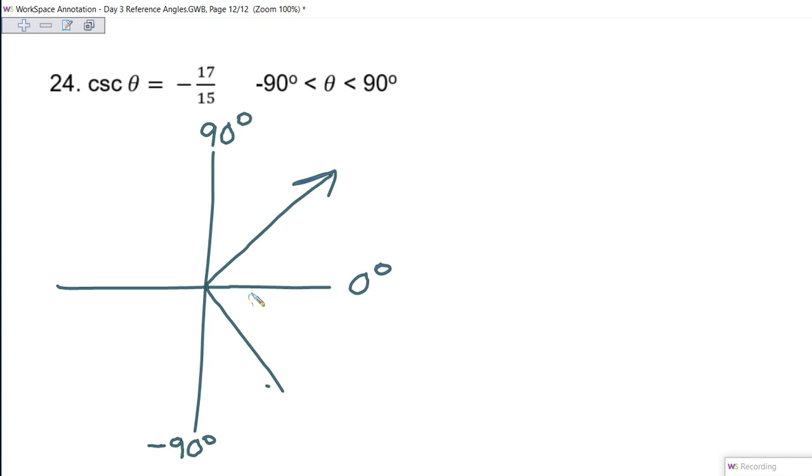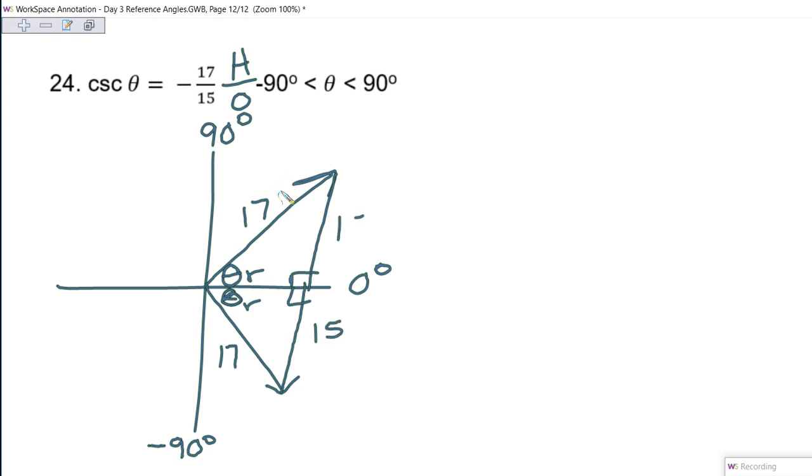Now, when you're drawing your triangles, make sure it's always from the terminal side to the x-axis. So here's theta, here's theta. And if I'm given cosecant, cosecant is always paired with, so if sine is opposite over hypotenuse, this is hypotenuse over opposite. So the hypotenuse would be 17, and the opposite side would be 15. Yes, one of those has to be a negative. Is it going to be the hypotenuse that's negative? No, so it has to be the opposite side.